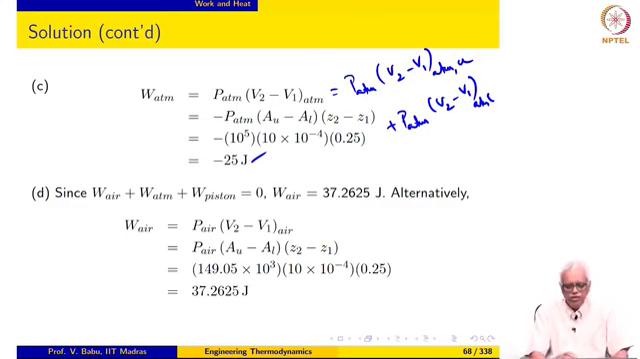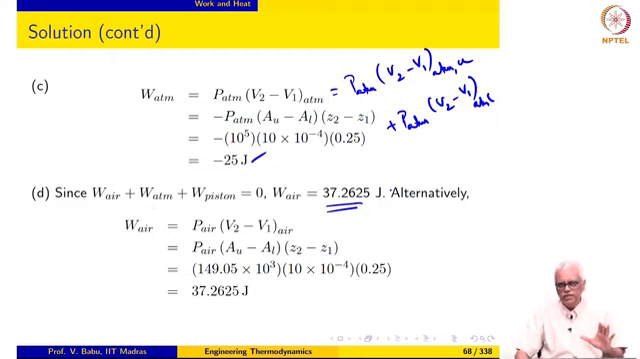Since W air plus W atmosphere plus W piston is 0, we can easily evaluate W air to be plus 37.2625, which means that the air is actually doing work to move the piston assembly up and also move the atmosphere aside.